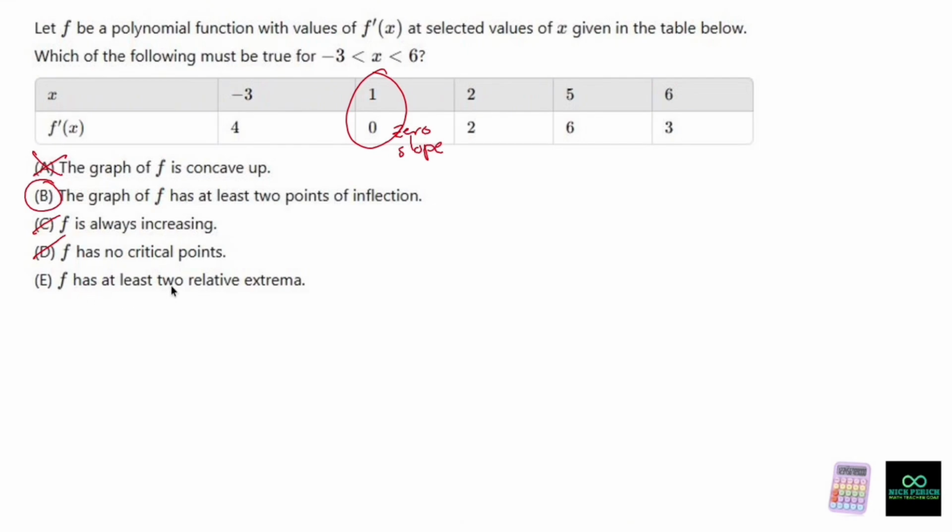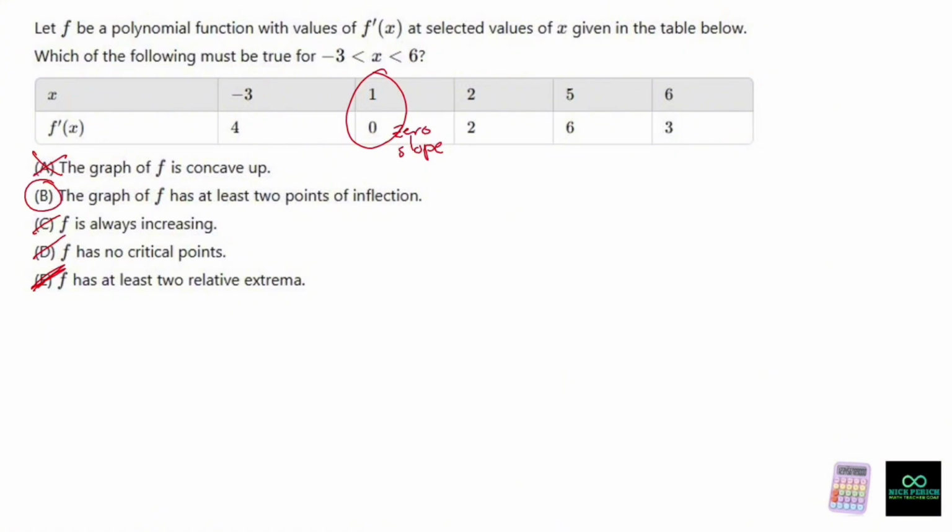F has at least 2 relative extrema. No, because it's always increasing except for at one spot. So we can't determine if there's more than one relative extrema. So B's got to be it. So this is a calculator section that didn't require a calculator. It just required a little bit of knowledge about the derivative and how we can use that derivative to our advantage.